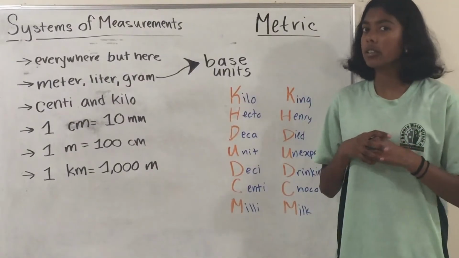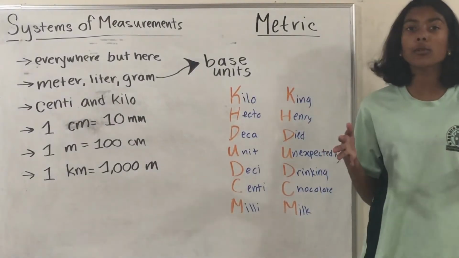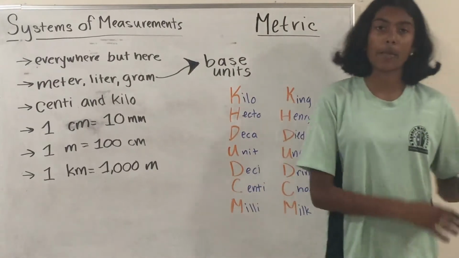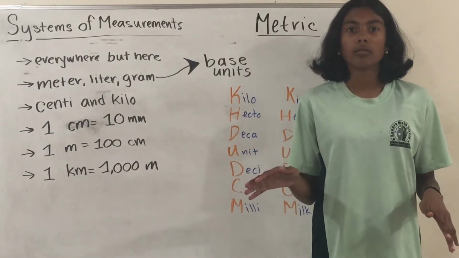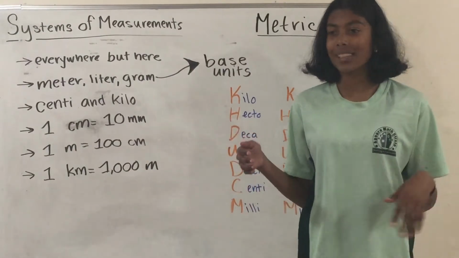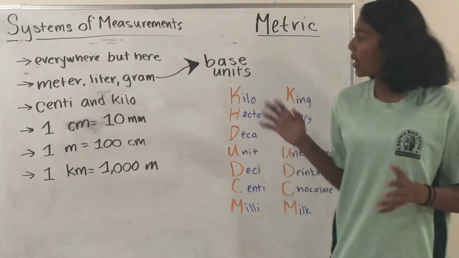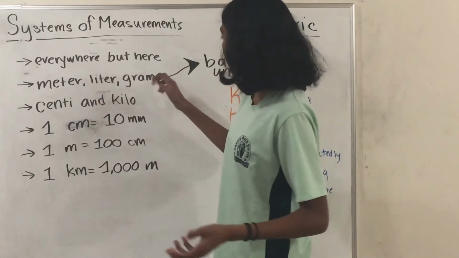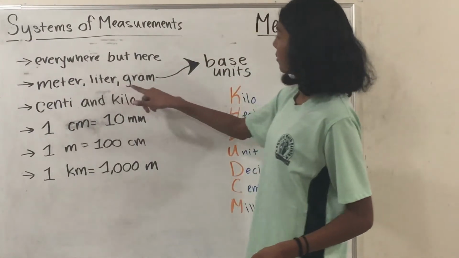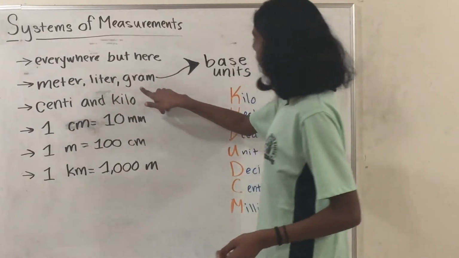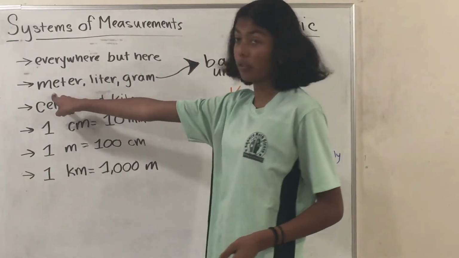So now let's move on to systems of measurement. First we're going to go over the metric system. The metric system is used everywhere but here. We're weird, so yeah. Anyways, we have three different types that we use it for: meter, liter, and gram. Gram is for weight, liter is for volume, and meter is for length.